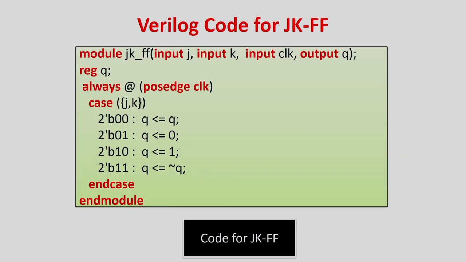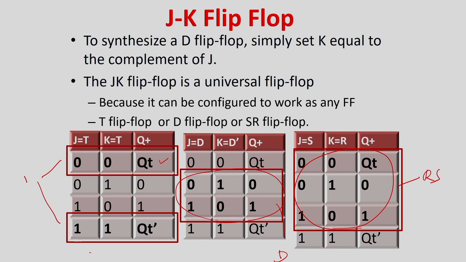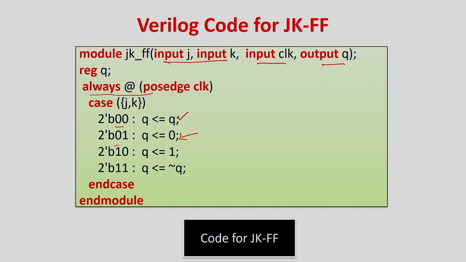So, Verilog code for the JK flip flop, let us see. Module JK flip flop, its inputs are J, K and clock, and the output is Q. For every clock positive edge, if JK is equal to 0 0, J is equal to 0 and K is equal to 0, we are returning the older value. If J is equal to 0 and K is equal to 1, we are resetting. This is 0 1 for reset, 1 0 is set, and 1 1 is toggle. Exactly the same characteristic table we are trying to fit.